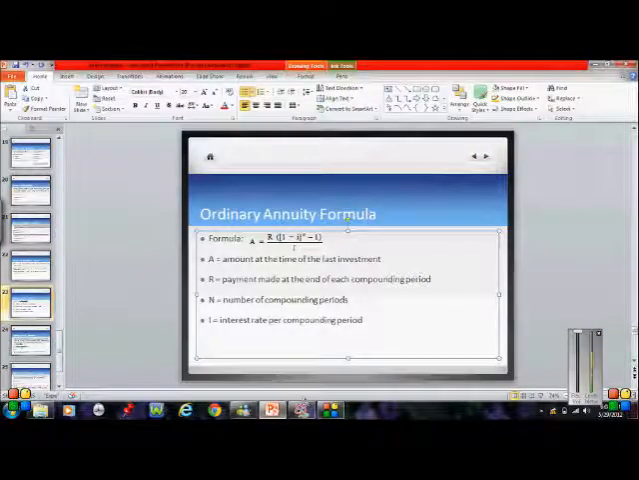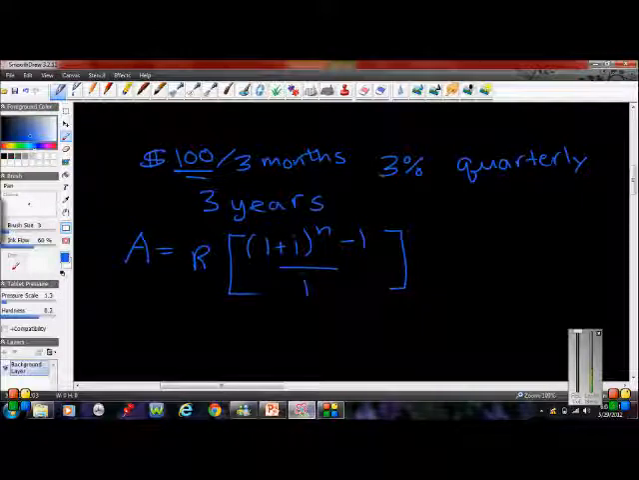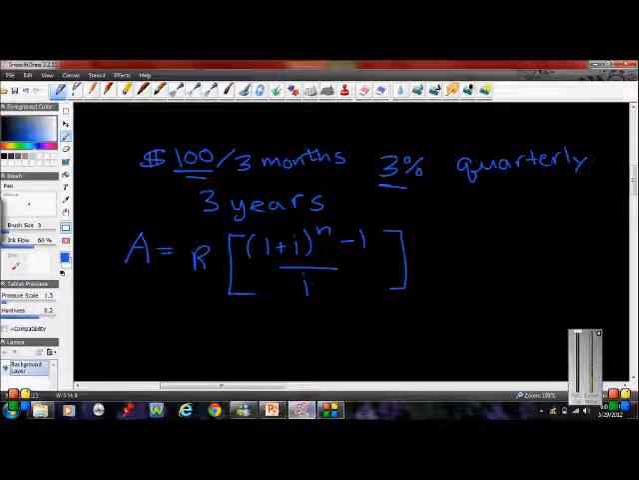Next you have 1 plus i. i is what? i is interest rate per compounding period. Now, let's go back and look at what that is. 3% quarterly. Therefore, your interest rate per compounding period, which is quarterly, is 3%. So you have that value as well. Now you have R and i.